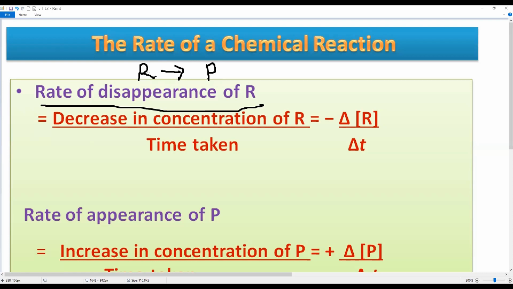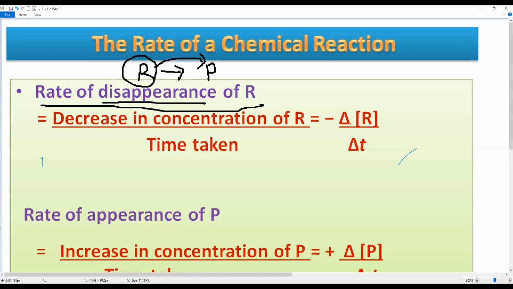Disappearance means what? Whenever the reaction has started, the concentration of R will keep on decreasing and the product concentration will keep on increasing. So basically this reactant concentration is disappearing during the reaction. So while writing the rate of a chemical reaction in terms of a reactant, you always write the rate of disappearance of R, because the concentration of R keeps decreasing during the reaction. So it is always equal to the decrease in the concentration of R upon the time taken, whether it is 30 minutes or 20 minutes for the given reaction, that particular time will be over here, right? So the decrease in the concentration of R upon time t.